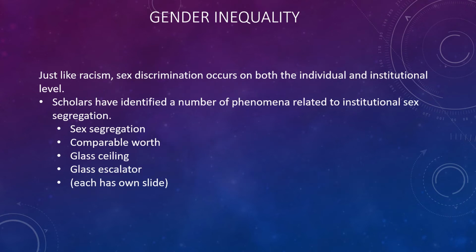Like racism, sex discrimination occurs on both the individual and institutional level. So just like that bit that we talked about when we were talking about race and ethnicity. Scholars have identified a number of phenomena related to institutional sex segregation, including, well, sex segregation itself, we'll talk about that in a second, comparable worth, this phenomenon known as the glass ceiling, and also a similar phenomenon known as the glass escalator. And we'll look at each of those individually.